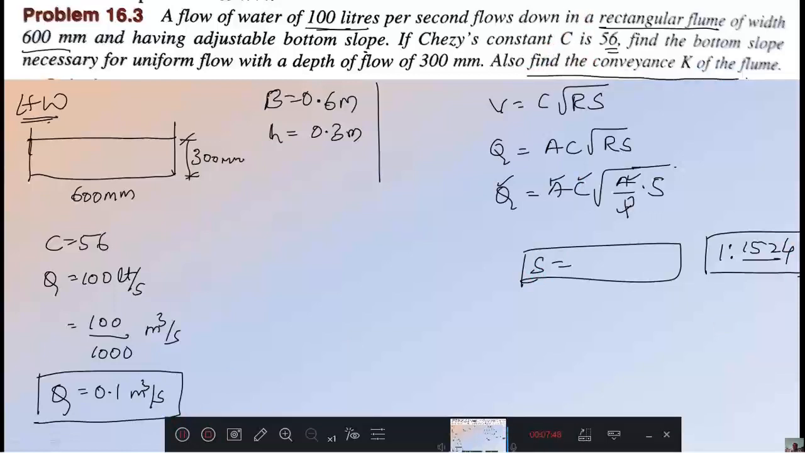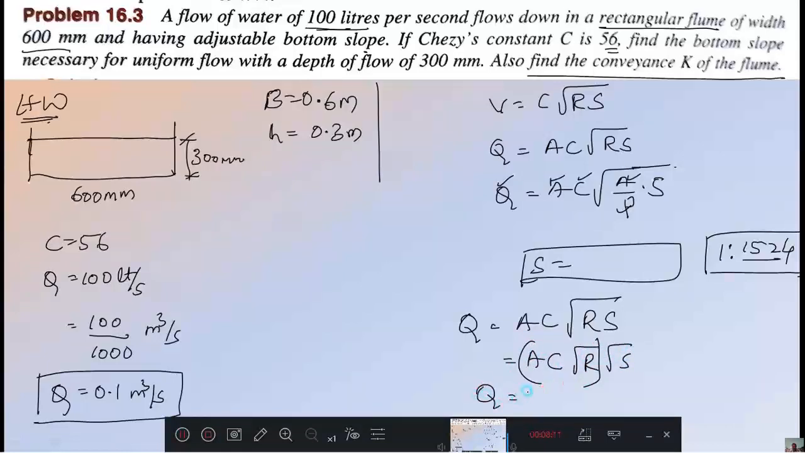Now here one extra question is asked. Find the conveyance K of the flume. See here, what is the meaning of K? The meaning of K is very simple. Here Q is equal to A C root R S. I will write it as A C root R into root S. This entire term A C root R is called K. Q is equal to K into root S, because S is depending on the length. It is changing along the length. But this K is there.